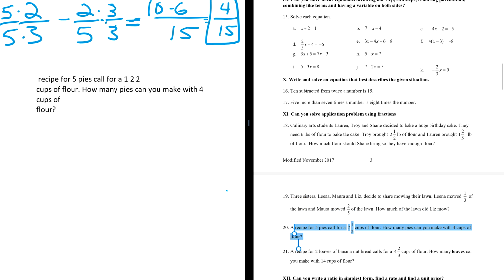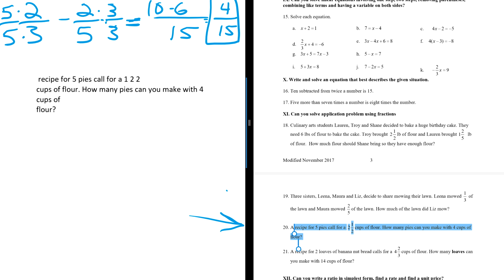Okay, this problem is number 20. And again, I'm going to read it down here in the blue highlighted area over here. And it says, a recipe for 5 pies call for 2.5 cups of flour. Does that sound right? A recipe for 5 pies call for 2.5 cups of flour. How many pies can you make with 4 cups of flour?